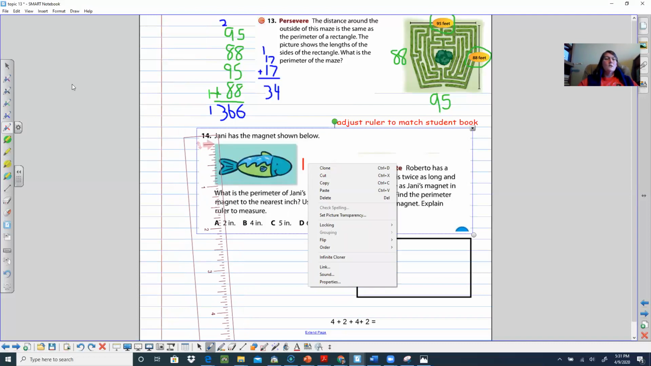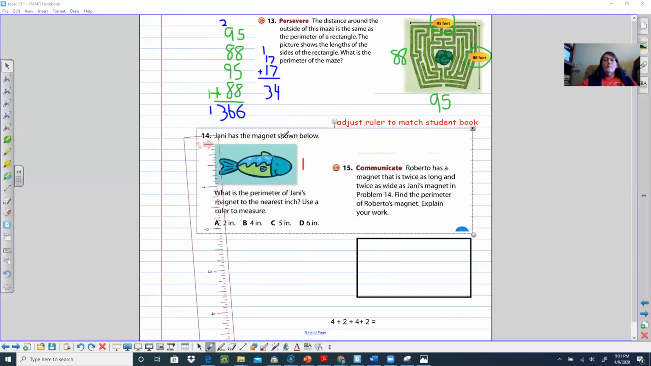Yeah, I hate it when it does that. Be happy. Oh, there we go. I'm going to label it over here, and then I'll slide it over because that ruler is going to get in the way and mess up my writing.